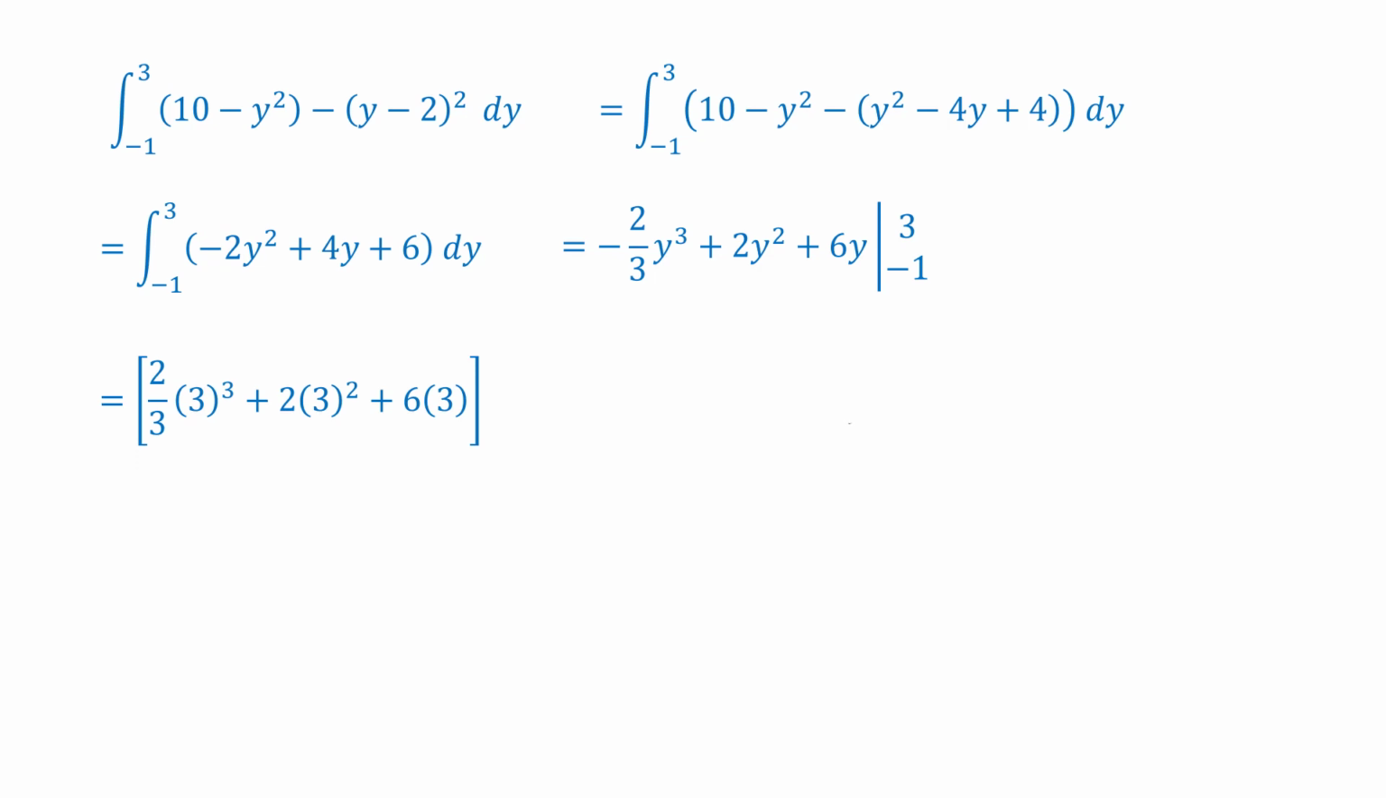in the first set of brackets, negative 2/3 times 3 cubed plus 2 times 3 squared plus 6 times 3. Then we subtract, negative 2/3, where the y was, put in negative 1 cubed plus 2 times negative 1 squared plus 6 times negative 1. Then computing the arithmetic in the brackets, the result is 64/3.